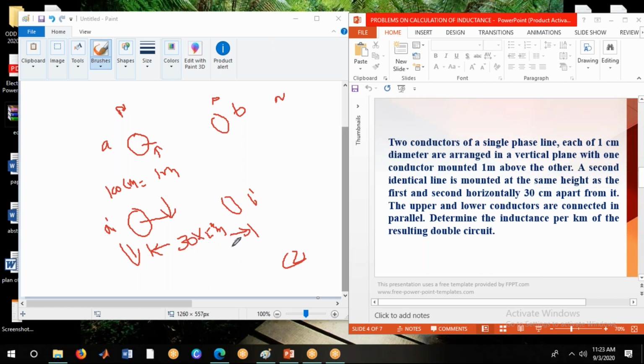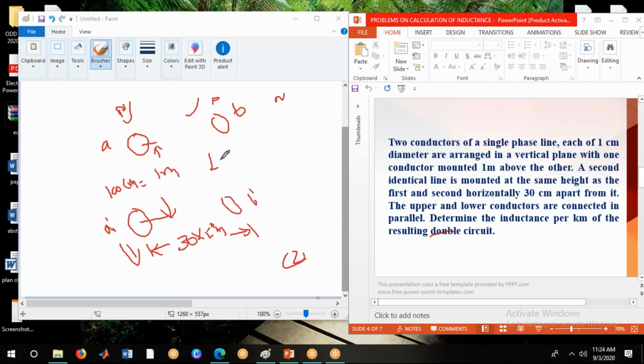Okay, now the upper and lower conductors are connected in parallel. So these are the parallel connection, and determine the inductance per kilometer of the resulting double circuit. So this is a single phase double circuit, actually a single phase and one neutral. So it has a double circuit, right? So from this, you can get an idea whether you have to take the single circuit or double circuit. Okay. So now we have to find the inductance of a double circuit.